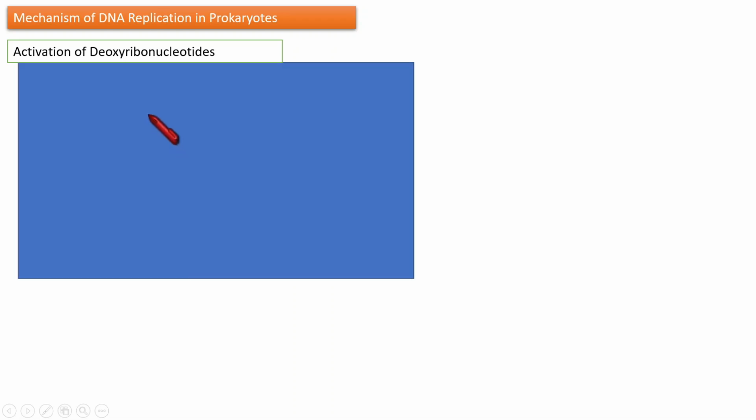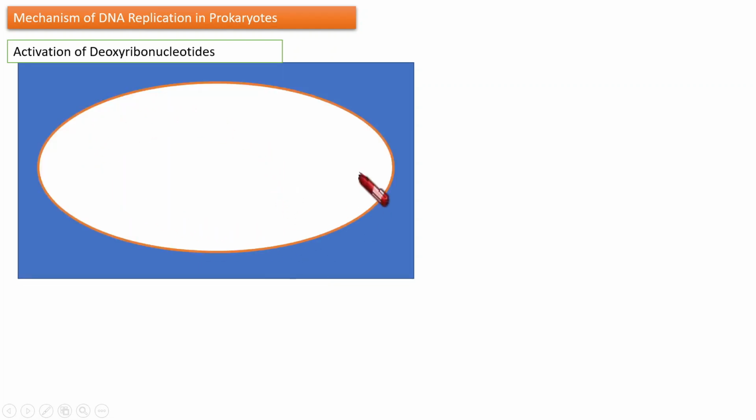Let's see. Consider this is the cell, and inside the cell we know there is a nucleus, and inside the nucleus DNA is there. Using this DNA itself, we need to replicate, to create a copy of it to give to the daughter cells. For that, we know our building blocks, the deoxyribonucleotides, are there. Look here. There is only one phosphate. That means it is in low energy form.